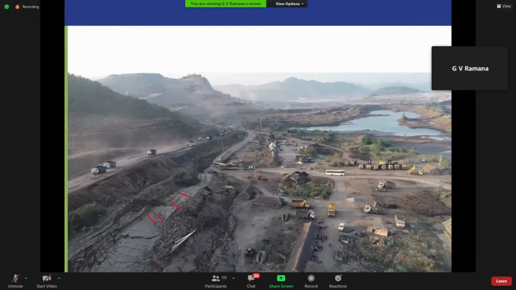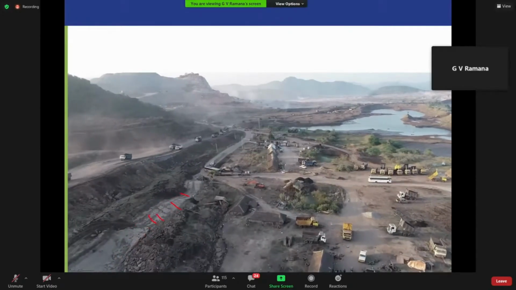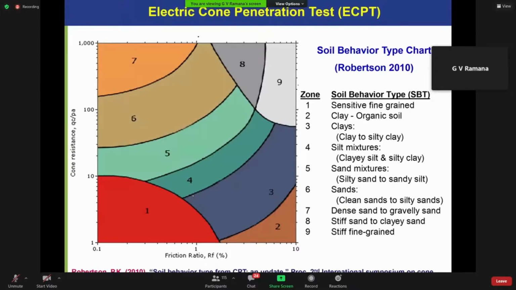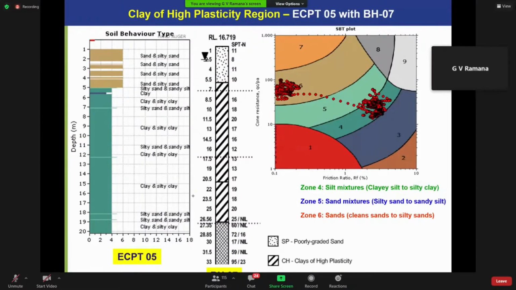When you get ECPT, electric cone penetration test results, we have to classify them using soil behavior type, not like an SPT test. Soil behavior type zones are used for interpreting the data and seeing how well the CPT data is able to capture the behavior. This is a borehole, and this is the soil behavior type from an ECPT test. This clearly shows that this portion is sand and this portion is clay.